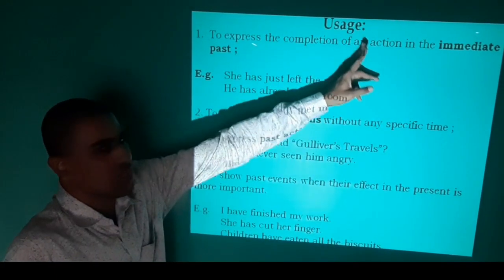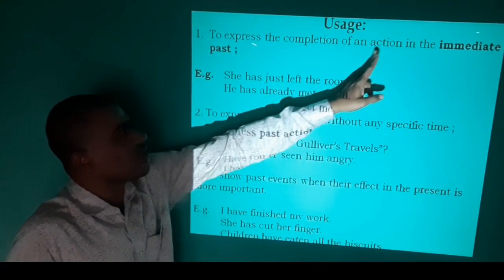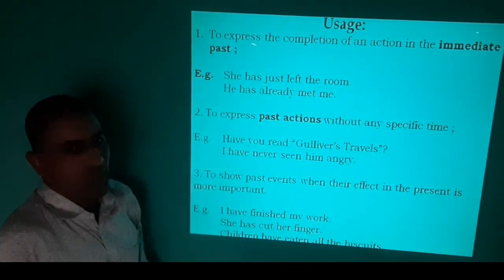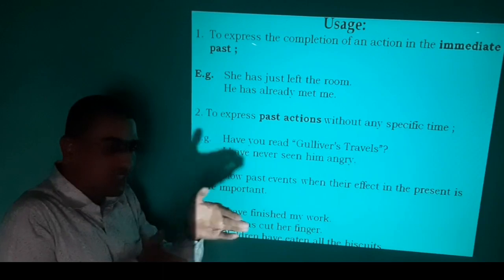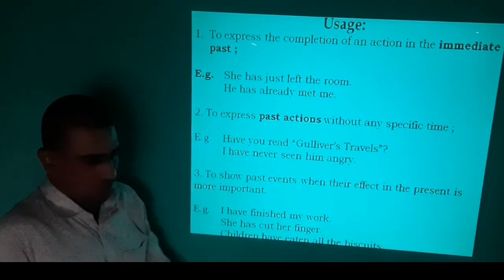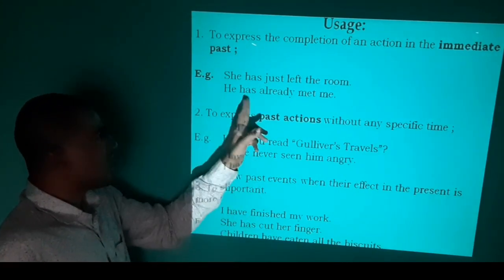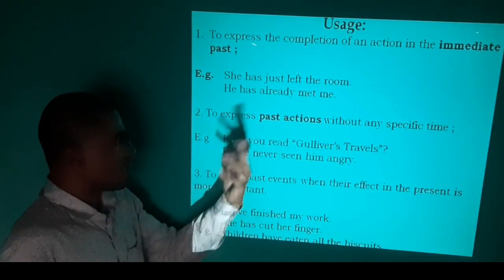If you look at the usage, the usefulness: to express the completion of an action in the immediate past. In the immediate past means it is already in touch with the present tense. He has just left the room. So if you go a little faster and call him, you can just get him. He has already met me. This is one more sentence.